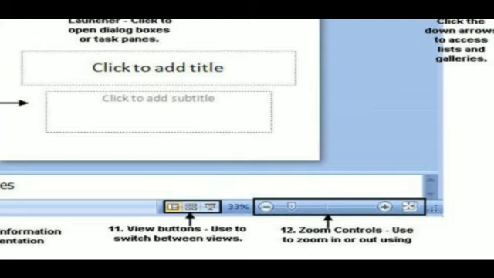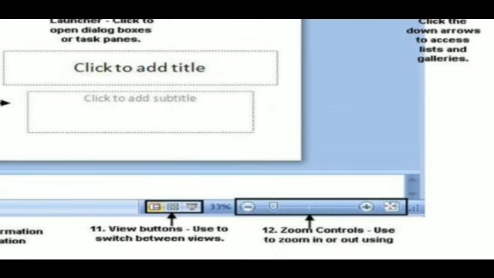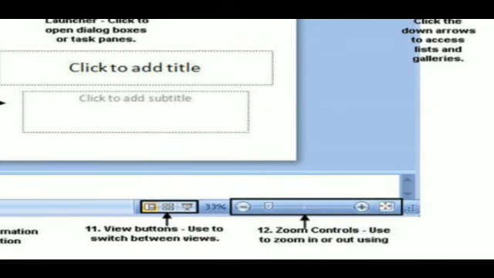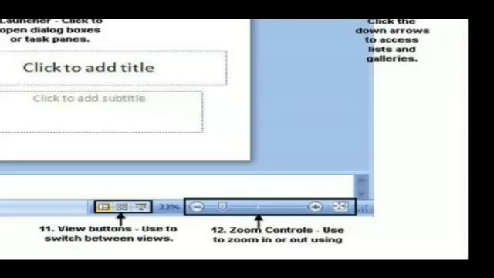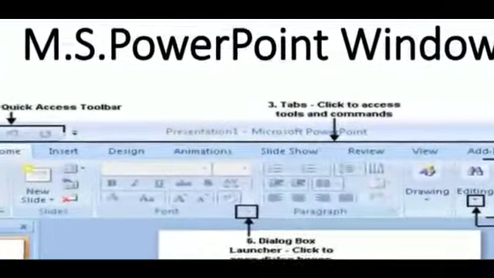Different views you can see here, like slide sorter view, normal view, outline view. These kinds of views you can see from the 11th, view buttons, used to switch between views. That you will also study in the next session. Next, zoom control is there. You can use this option to zoom in or out.